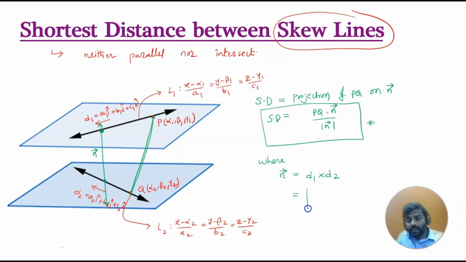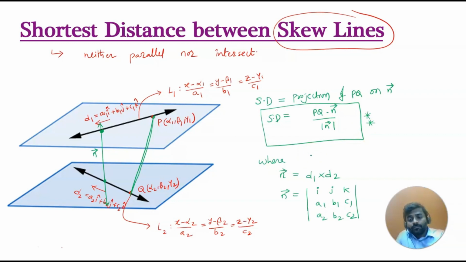We know how to find a cross b. Like that we can find d1 cross d2. So in the first row we will take i, j, k, and in the second row we will take the coefficients of d1, which are a1, b1, c1, and a2, b2, c2. We know how to find the determinant, so we get n bar here. Once you get n bar, PQ is nothing but the distance between the 2 points, which we easily find. So PQ dot n bar will give you the numerator and mod n bar will give you the denominator. This formula is enough to solve so many questions in the JEE examination.